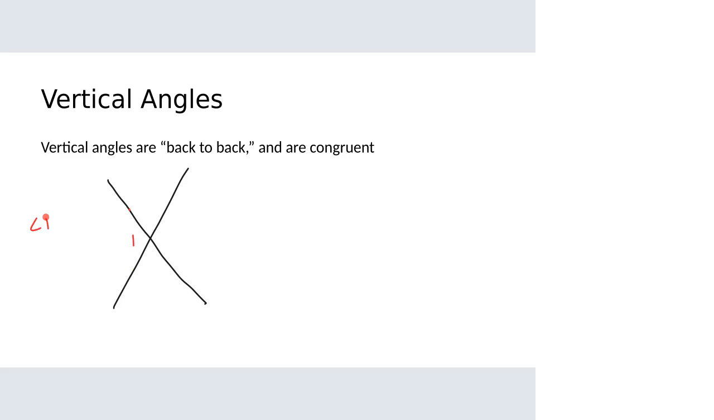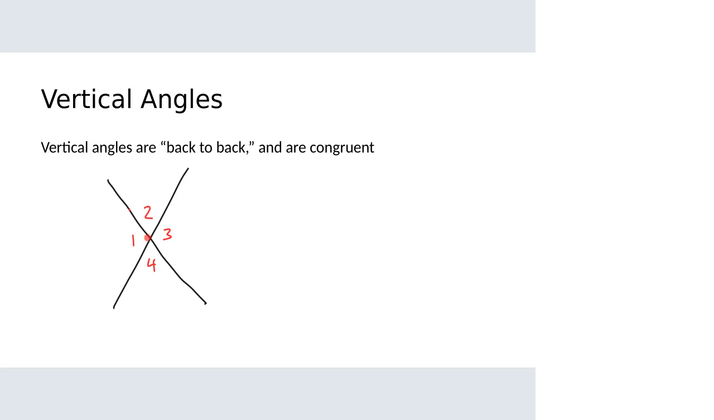We can use letters to name angles, which is probably the most common way we'll do it. But there are times when we'll stick a number right in there close to the vertex. So we'll call this angle 1, and we'll do angle 2, angle 3, angle 4. We have 4 angles in this picture. When I say vertical angles are back to back, the more formal definition is that they share a vertex and they don't share any sides.